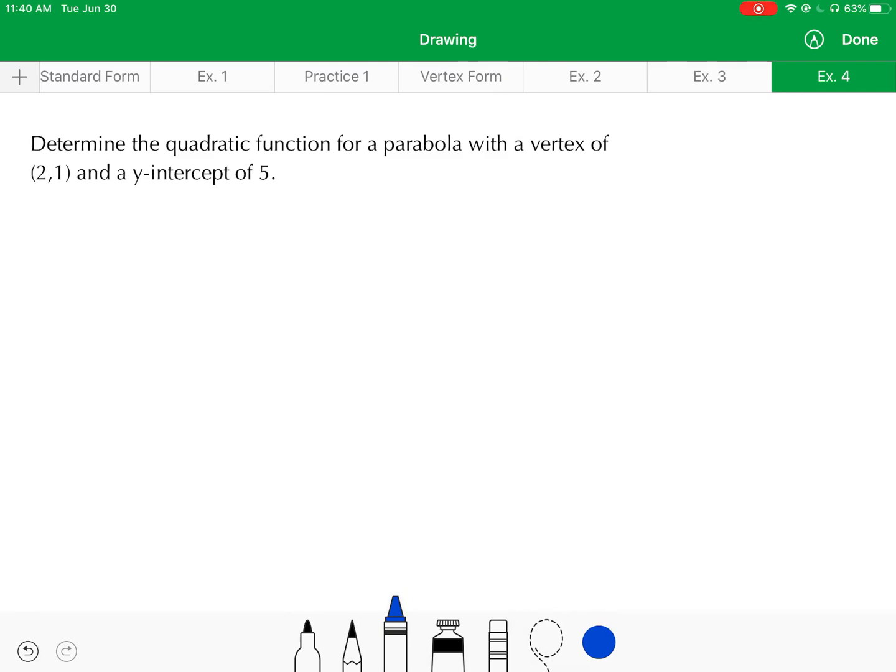All right. Think about the info that you're given. The fact that you are given a vertex, it's giving you an h value and a k value. And this y-intercept of 5, it's like another random point on the graph. That's the point 0, 5. And we can think of those as x and y values. So if I'm working with vertex form of a parabola, notice I have a number to plug in for every variable of that form except for the a value.